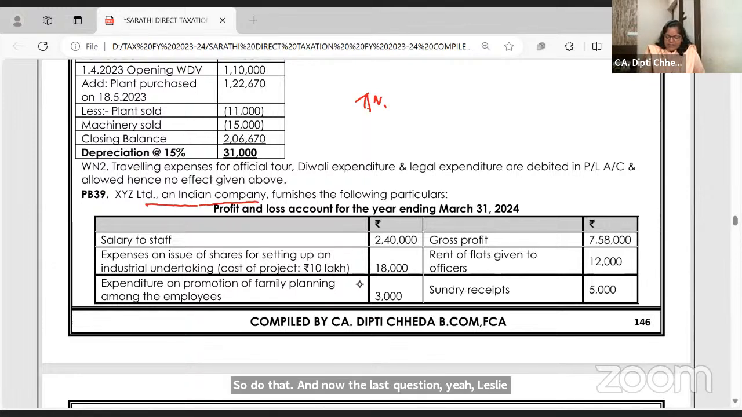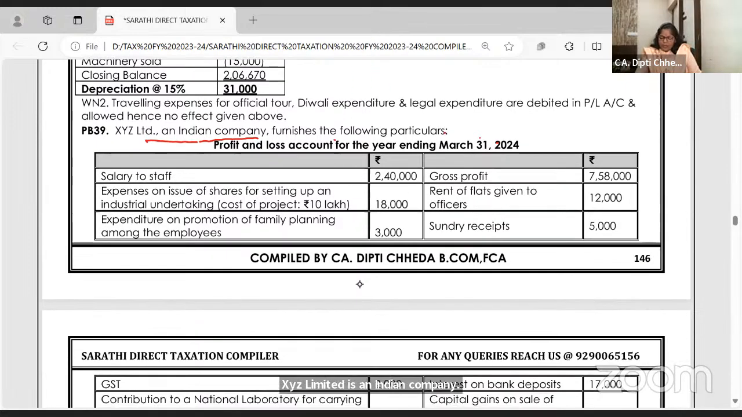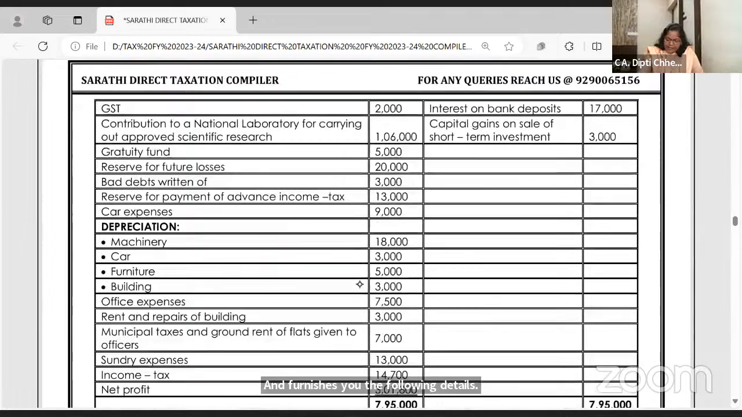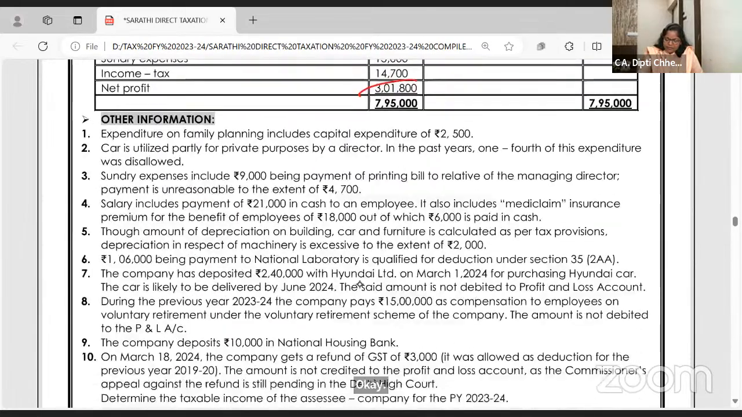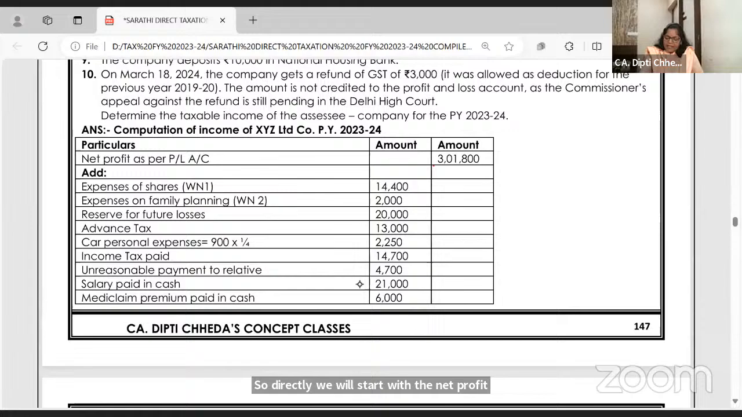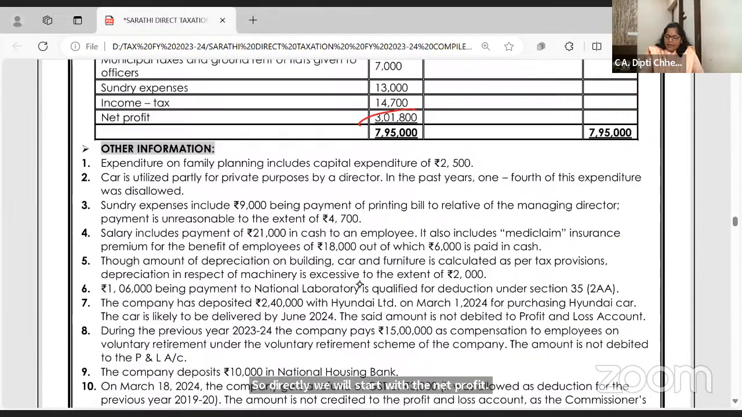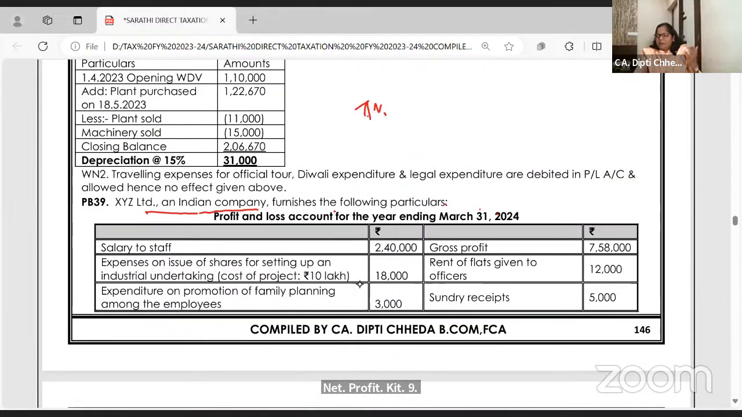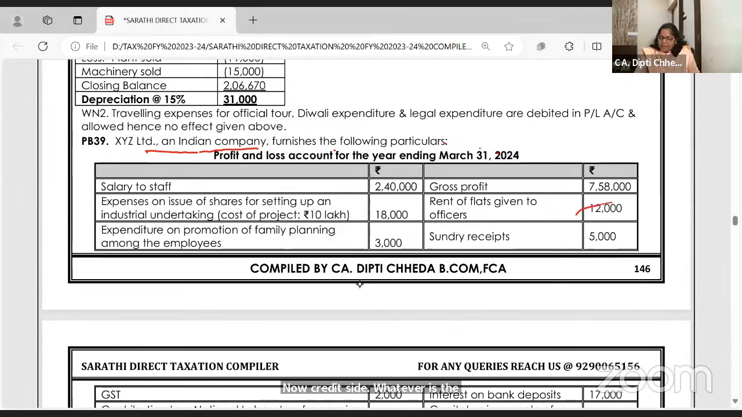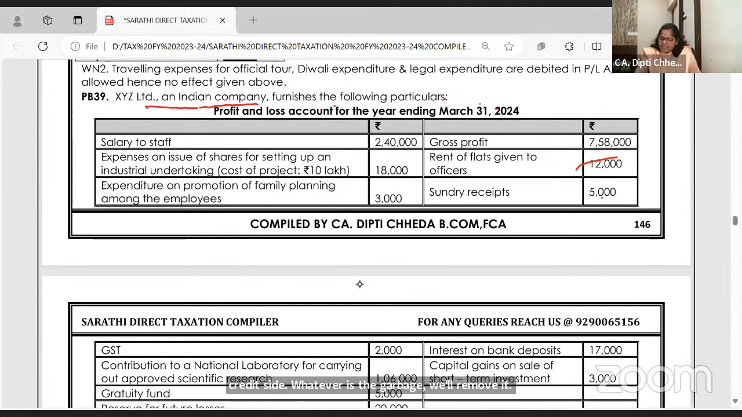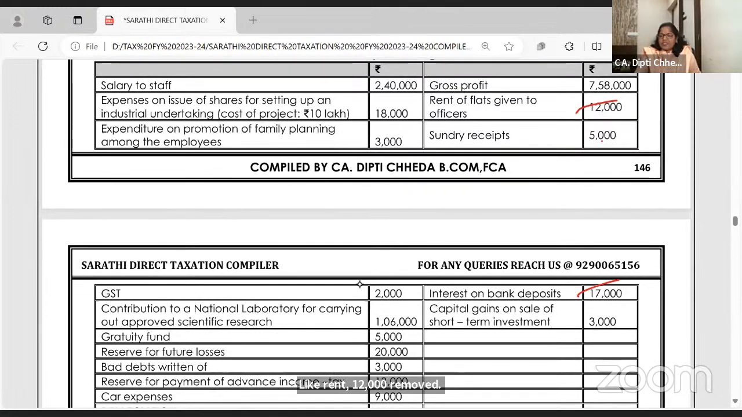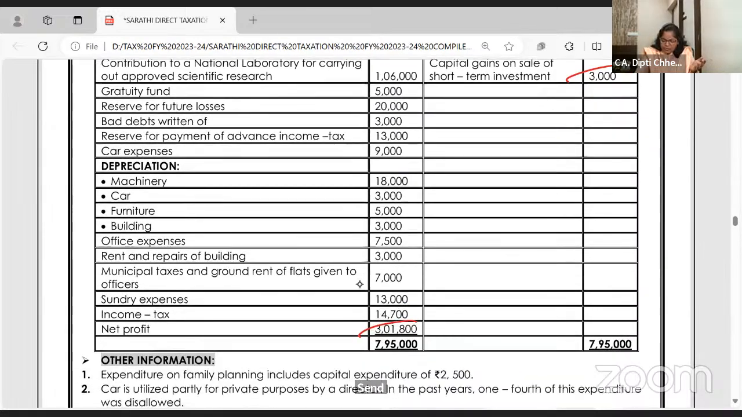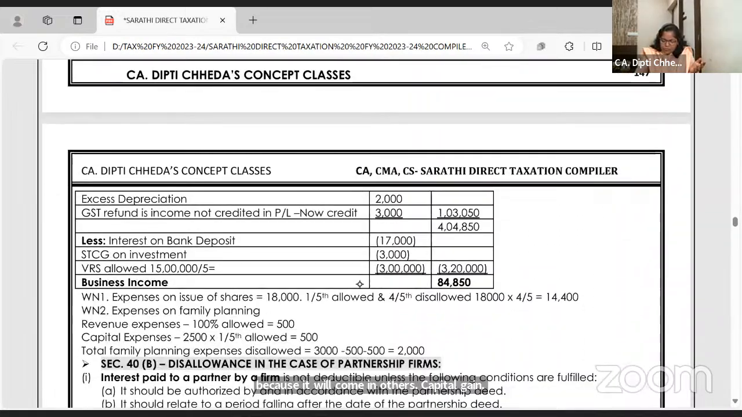XYZ Limited is an Indian company and furnishes you the following details. So directly we will start with the net profit. Write down how much the net profit is. Now the credit side: whatever is garbage, we'll remove it. Like rent 12,000, remove. Sundry receipts, let it be. Interest on bank deposits, remove because it will come under other sources. Capital gain, remove. So 3 things you have to remove and put in less.